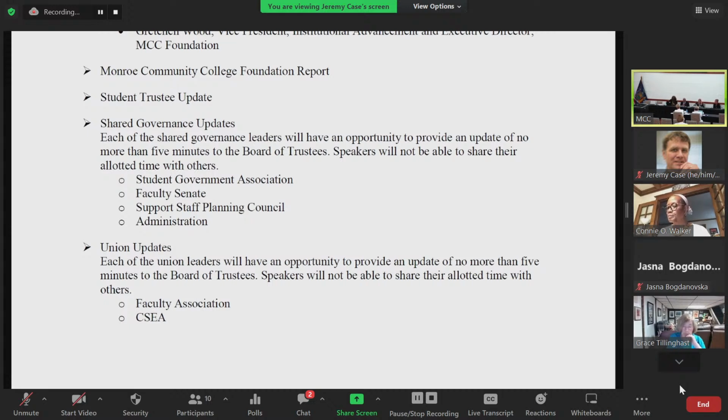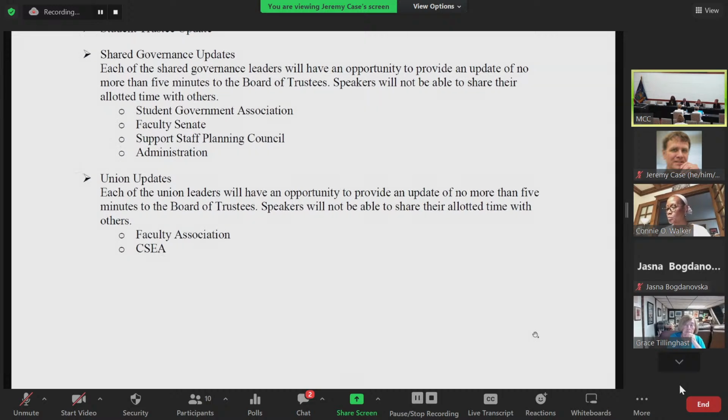At this time, we'll begin the union update portion of the meeting. Each of the union leaders will have an opportunity to provide an update of no more than 5 minutes to the Board of Trustees. Speakers will not be able to share their allotted time with others.